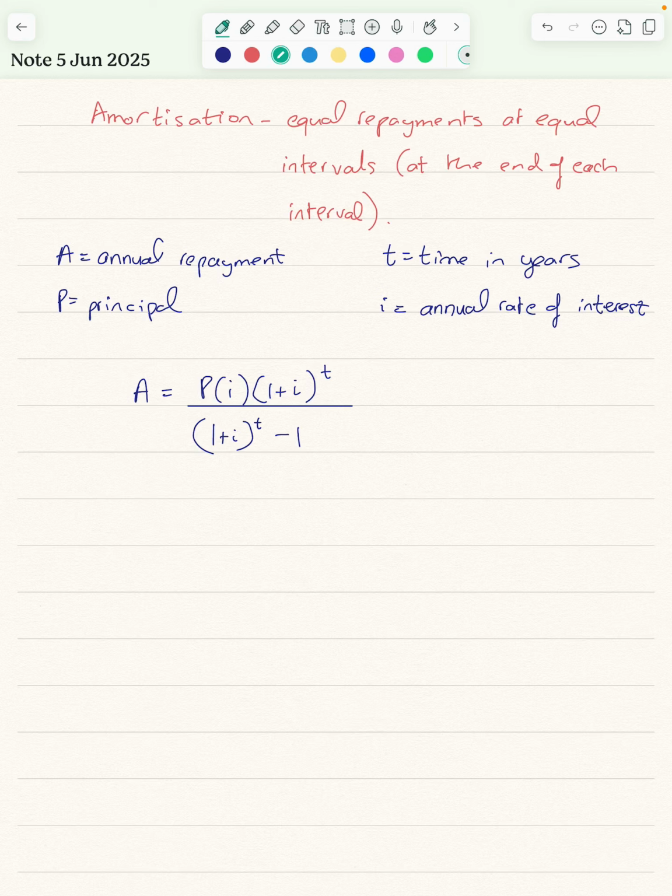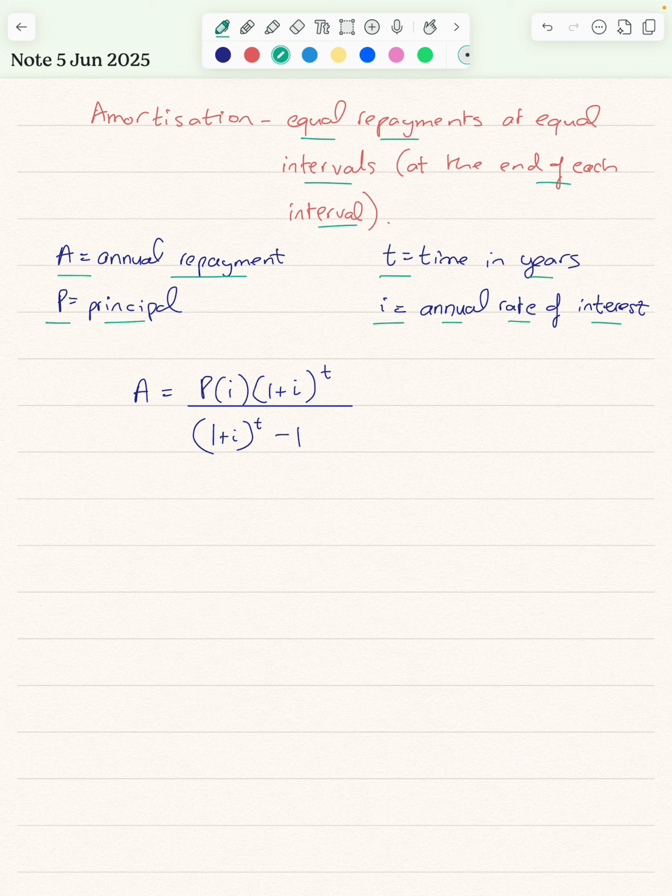Hello everyone, so this is the derivation of the amortisation formula, which is at the top of page 31 in your log tables. And this is the formula for calculating equal repayments at equal intervals, and note that the repayments are at the end of each interval. It's stated in the log tables for an annual repayment of a principal P over t years with I equal to the annual rate of interest.